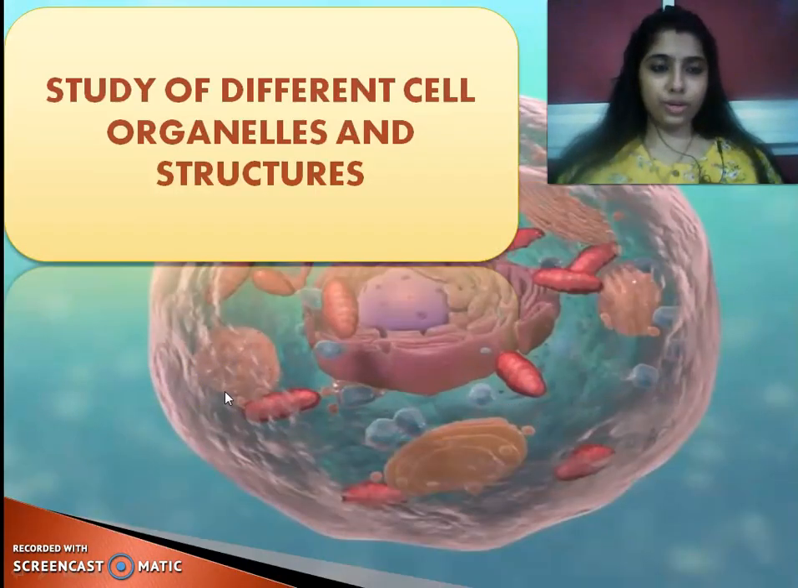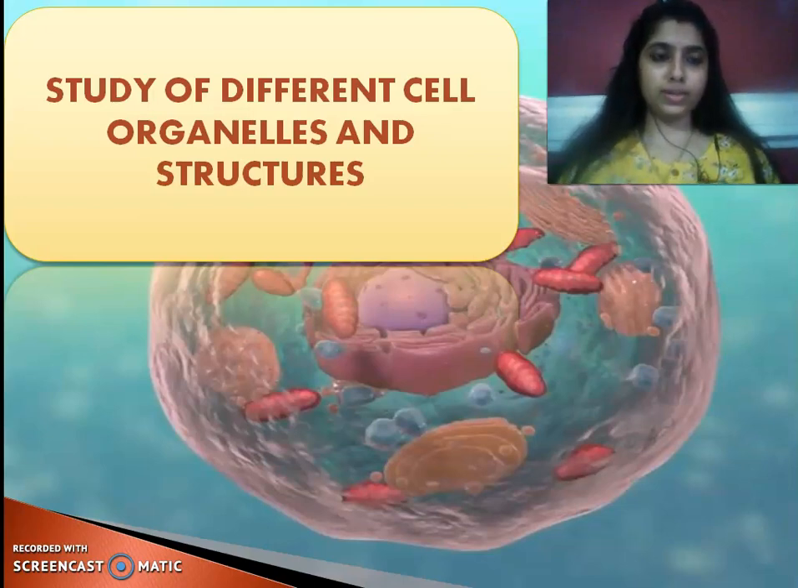So today we are going to study first of all about the different types of specialized structures present in the cell, mainly about the boundaries of the cell, which protects the cell from outside and gives definite shape and structure to our cell.